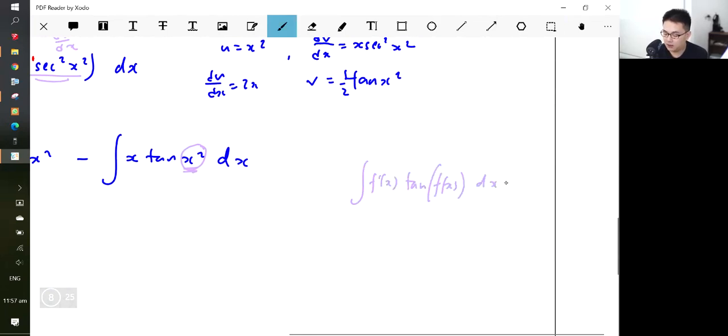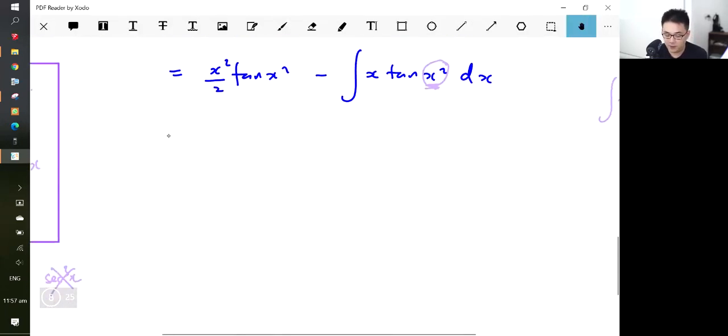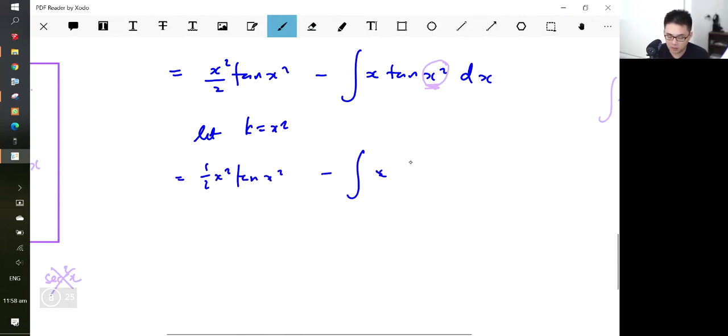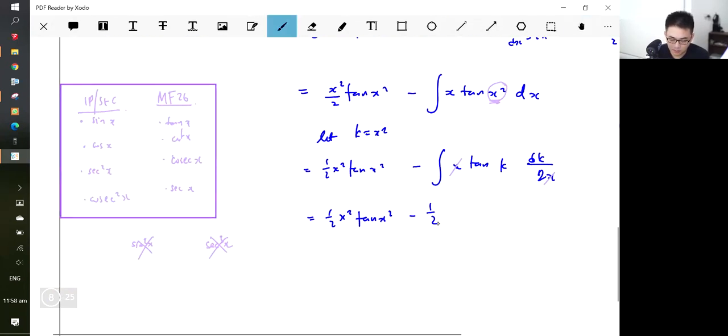Okay. This is the school method, but if you want, you could just let k equals to x squared. Okay, this is what I taught you all. The u substitution method. Cancel. So this is tangent k. MF26 ln secant k.